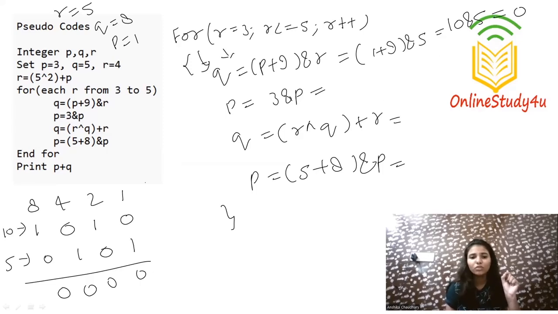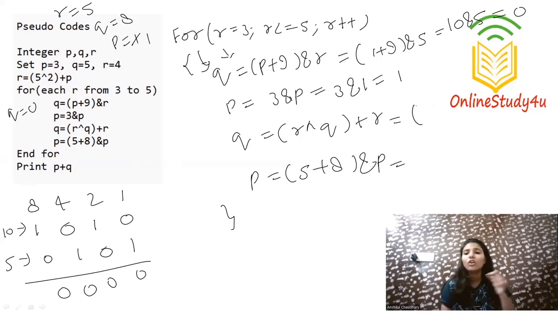So this time q value is 0. I am writing here q value is 0. And from here we have to find out the value of p. So 3 and p is 1, so 3 and 1 will be 1 only. So from here p value is 1, and here r zor q.